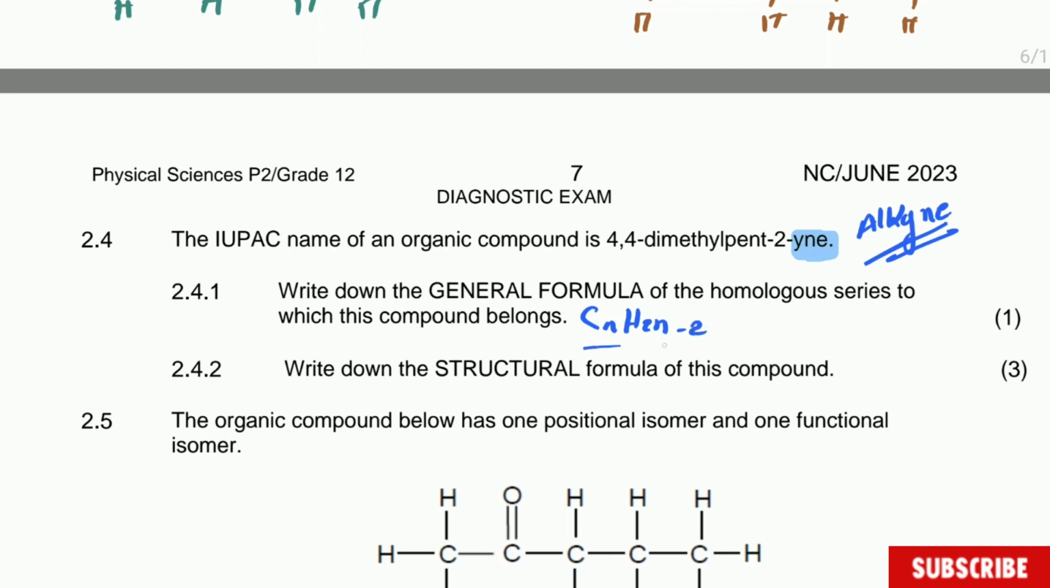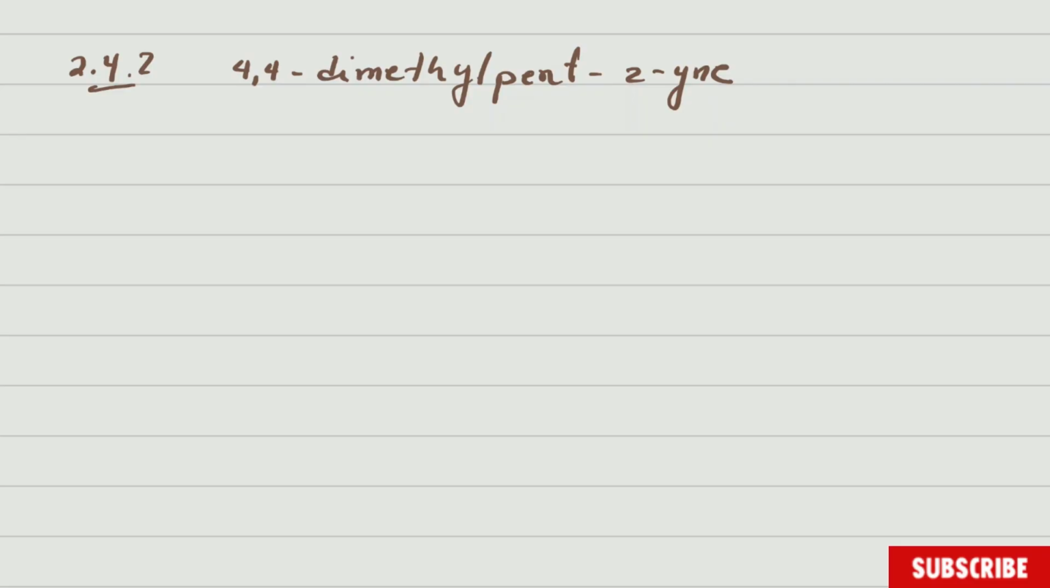That is the general formula for alkyne. Write down the structural formula for this compound, and we practice a lot. So let's write the structural formula for this one. Once more, we have to write the general formula. All we are going to do is to look for pent first. We're always going to follow that trend. So it's 5 carbons. Remember, pent is 5 carbons.